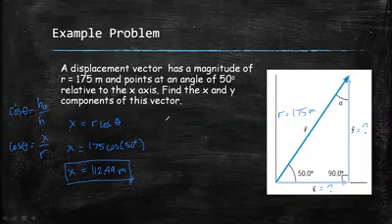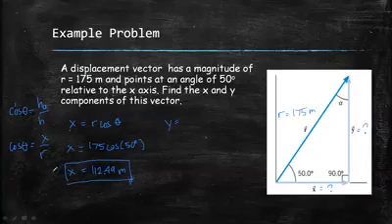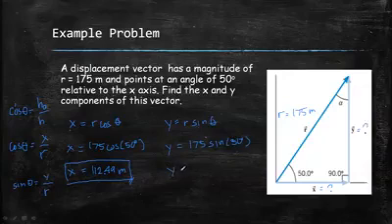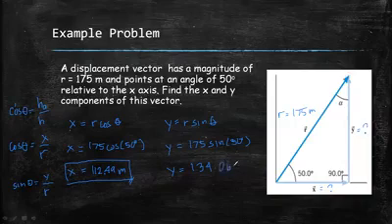Now, to solve for the y component, again using trigonometric functions, we can see that sine theta is equal to the opposite side, which is the y component, over the hypotenuse r. Using the trigonometric function, y is equal to r sine theta. Let's substitute the values. So we have y is equal to 175 meters times sine 50 degrees. Therefore, the y component is equal to 134.06 meters.